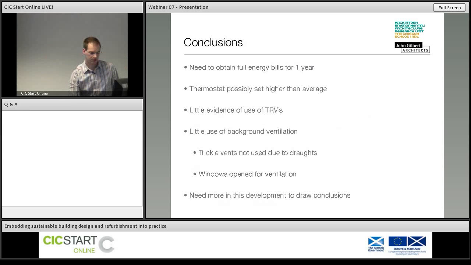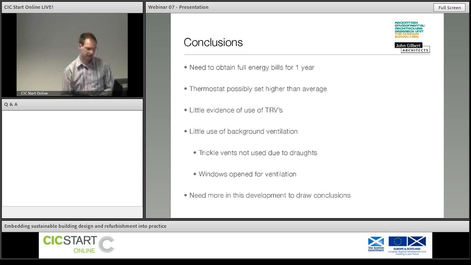Okay, so we could do again a full set of energy bills for the year. The thermostat seemed to be set very high. All the temperatures were very high in this. The survey said there's no evidence of the use of TRVs. Background ventilation again, windows being opened for ventilation rather than trickle vents. Again, the comment there was about drafts and creating drafts near the windows.